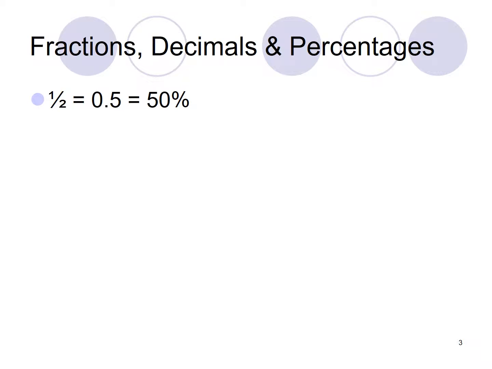Okay, so for example, you may know already that a half is the same as 0.5 is the same as 50%. And it's important to be able to move from one format to another. So it's easy when it's nice round numbers like that. But what about if you have something like 27 divided by 36? What's that as a decimal? What's that as a percentage? And you need to be able to move from one format to the other.